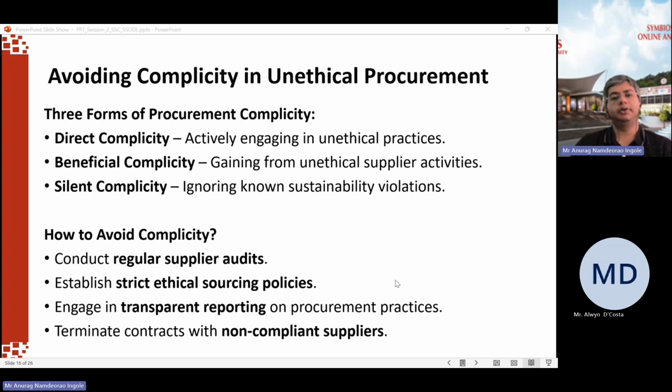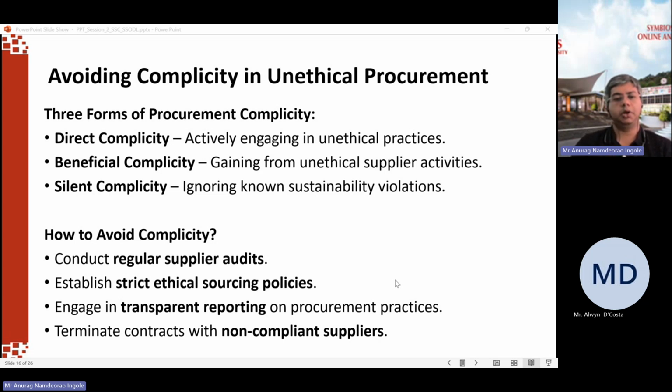And silent complicity is ignoring known sustainability violations. So direct complicity is you yourself are asking the supplier to engage in unethical practices, and silent complicity is that you know that your supplier is engaged in unethical practices, but you are not doing anything about it. How to avoid this complicity?